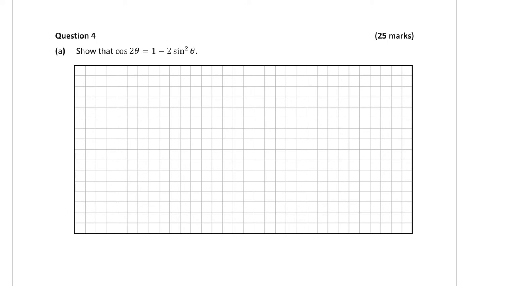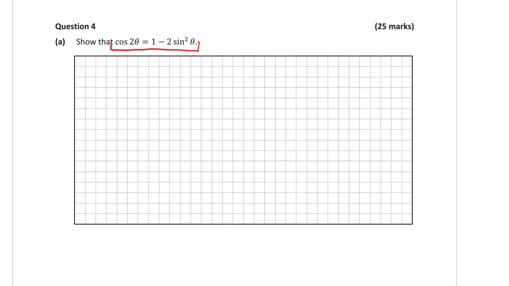Here I'm going to go through some trigonometry. So this is a Leaving Cert question from 2019. It's question 4, paper 2, and we're asked to show that cos of 2 theta is equal to 1 minus twice sine squared theta. So to use these, we're going to be looking at our formula in the tables.